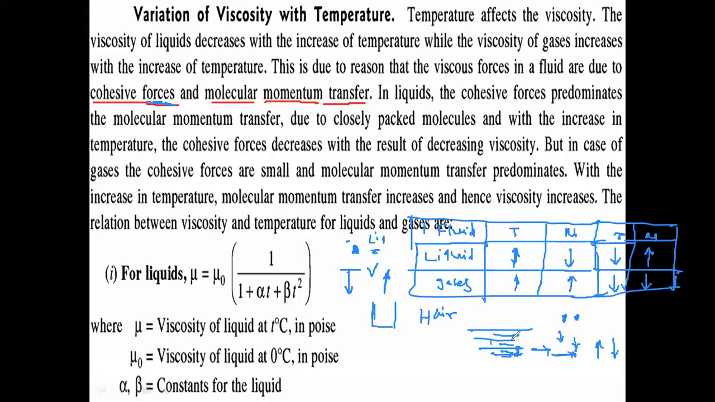So the same case will be here. If you reduce the temperature, the cohesive force will increase. As the cohesive force increases, the resistance to the movement of one layer by another layer will increase, meaning eventually the viscosity will increase. So this is the explanation for the relation between viscosity and temperature for the liquids. Now for the gases, this relation will be just the opposite of the previous one.